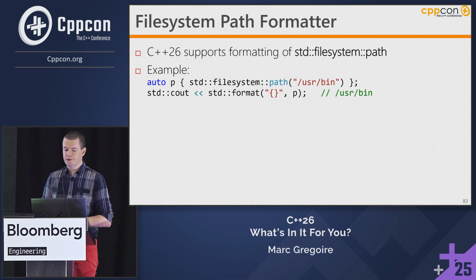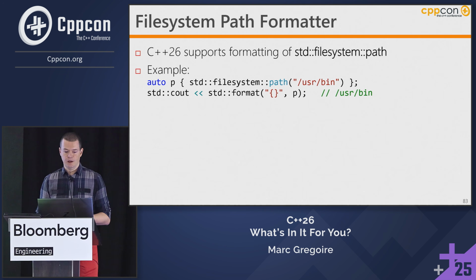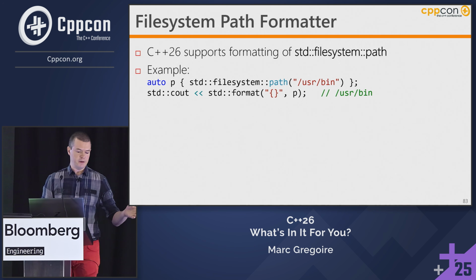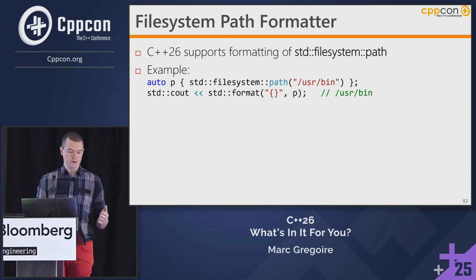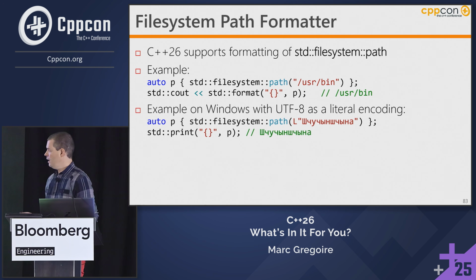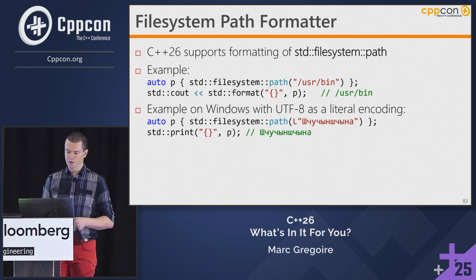With C++26, it becomes easy to format a file system path. So you can format it with std::format, print, println, and so on. So in this example, we create a path for user bin. We output it using std::format, and you get the output that you expect. This all works with UTF-8 file names as well, as you can see here. This example was executed on Windows.